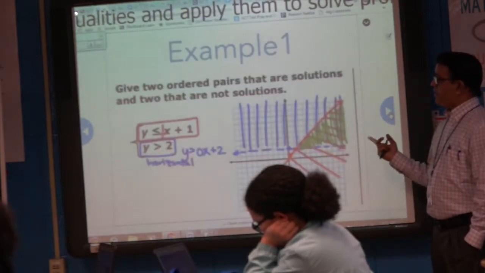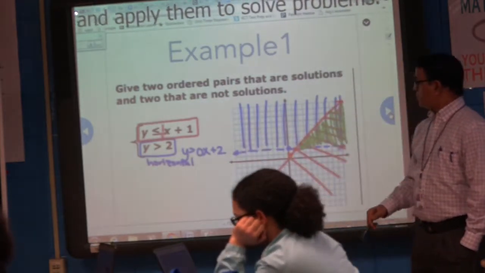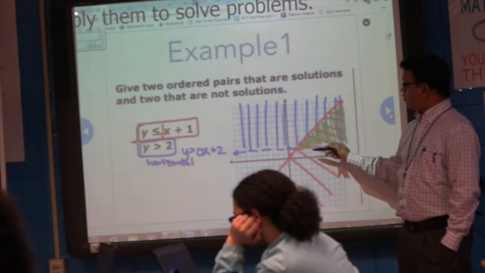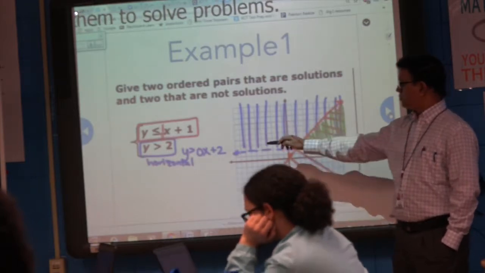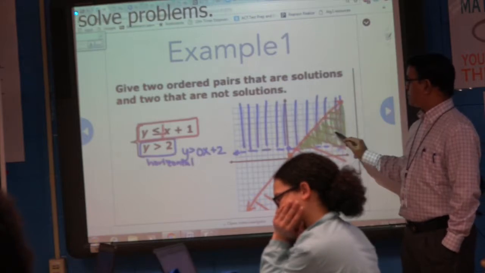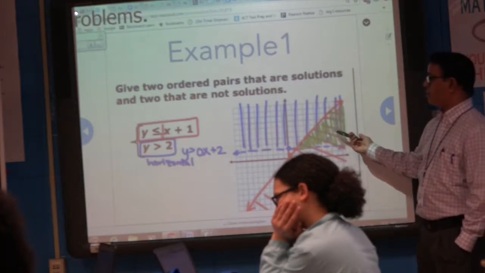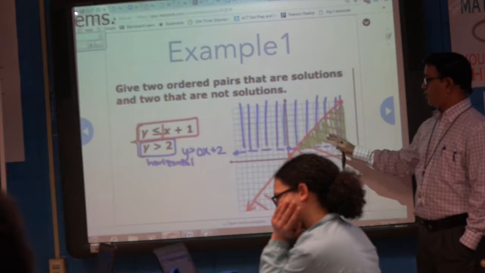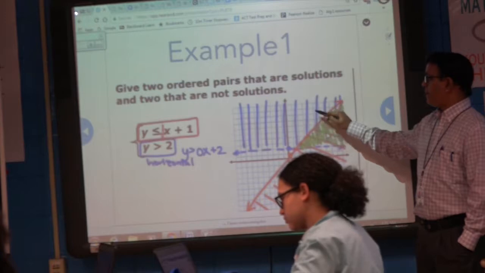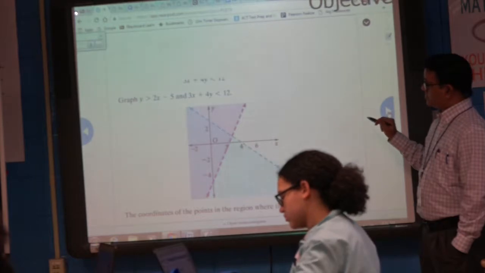If you look at this example here, you have y less than or equal to x plus 1 and y greater than 2. So once we graph y less than or equal to x plus 1, you shade it, and then y greater than 2, you shade that also. So it goes up, and then this area becomes the common area. That's what we call the solution area of the system of inequalities. We're going to graph them separately, preferably with a different color or different pattern, so that we can get a common solution area.